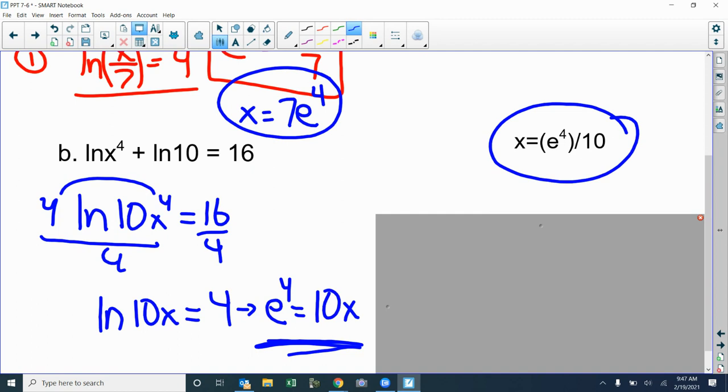x is equal to e to the 4th over 10. Now, we're going to leave it as e. We're not going to go in our calculator, put e to the 4th and divide it by 10 and get some nasty decimal. Just like sometimes when you did circumference, you would leave it as 3 pi, or the area, you would say 5 pi squared. Since it's an irrational number, we leave it.